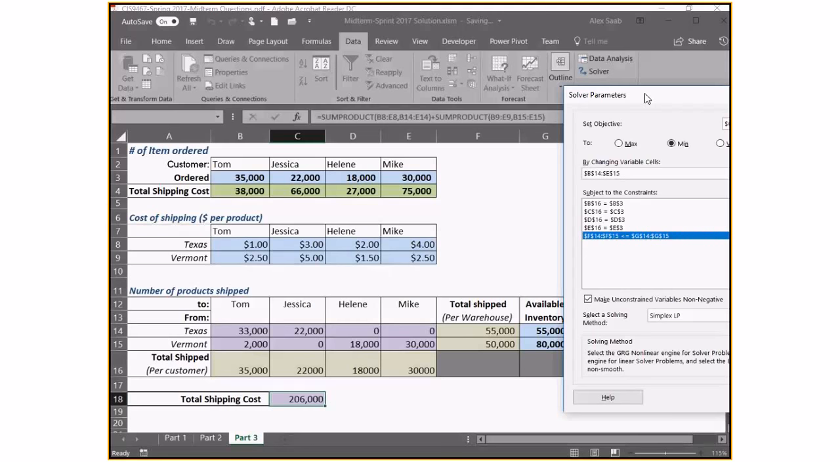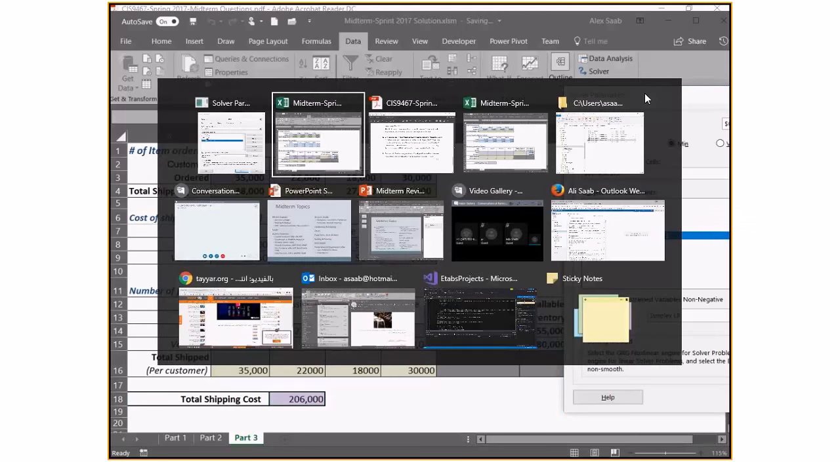So the constraint basically is that these have to be equal to these. And you cannot ship from inventory more than every warehouse has. It's easy. Can you look at the question, how it's phrased? How quickly can you understand?